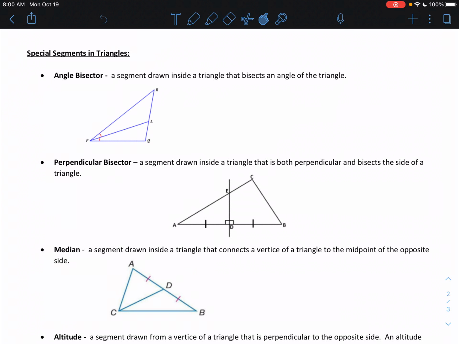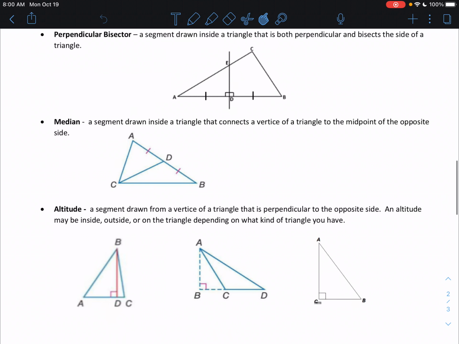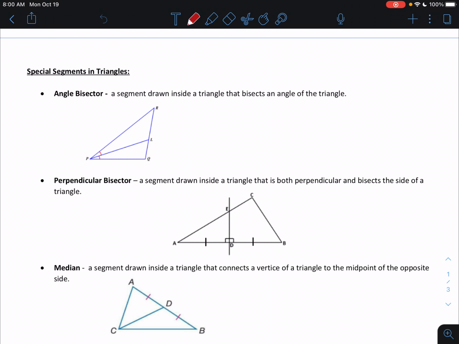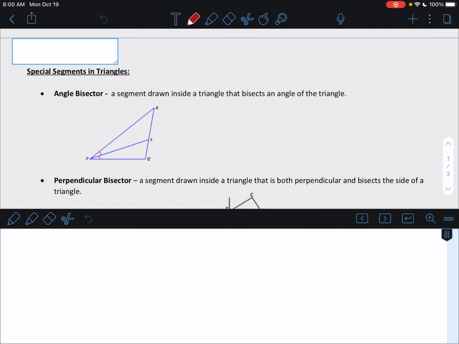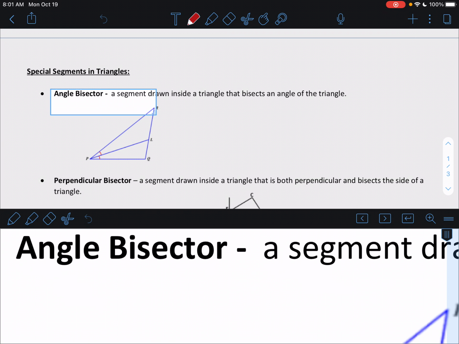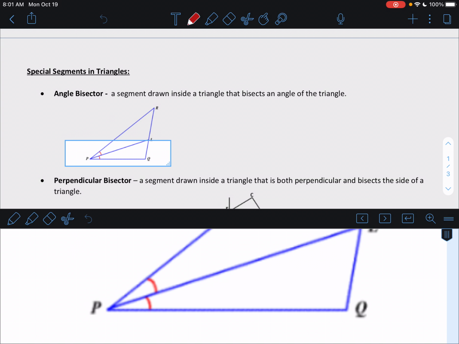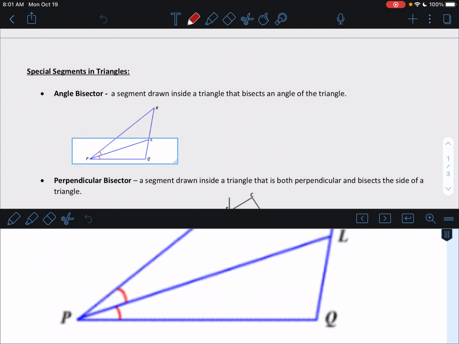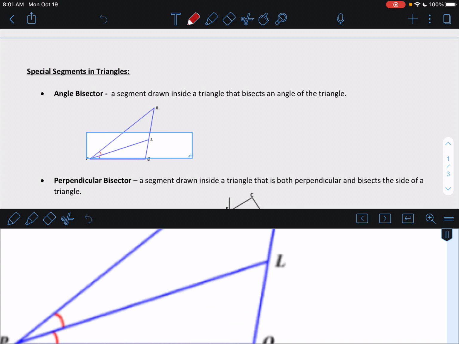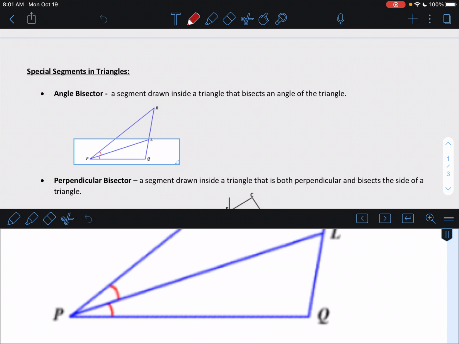So we have 4 types of special segments in a triangle. The first one is going to be an angle bisector. We've learned about angle bisectors before. An angle bisector is just a segment that is going to bisect a certain angle, and bisect means split it in half. We can see this segment PL is bisecting this angle P, and we can tell because it has just one little congruency marker.